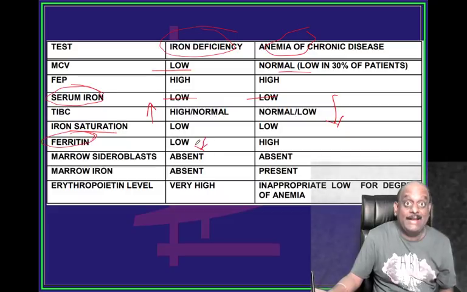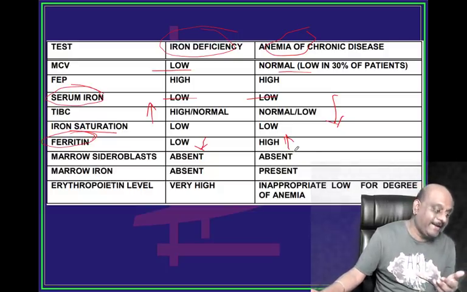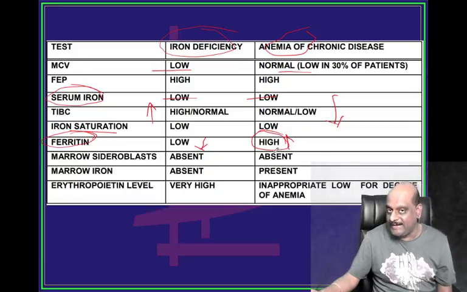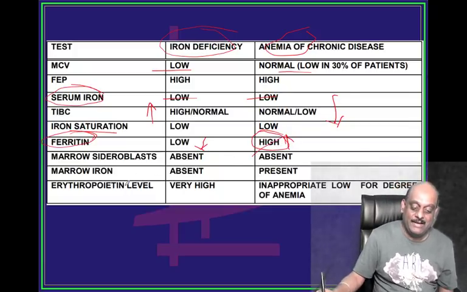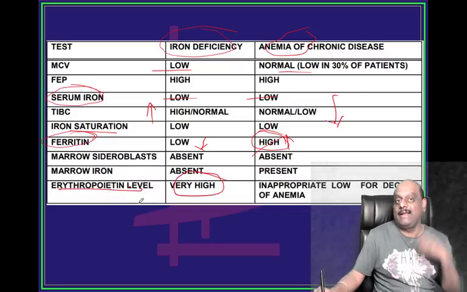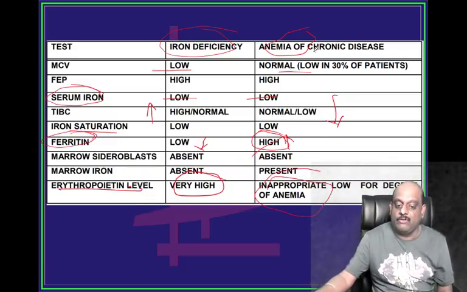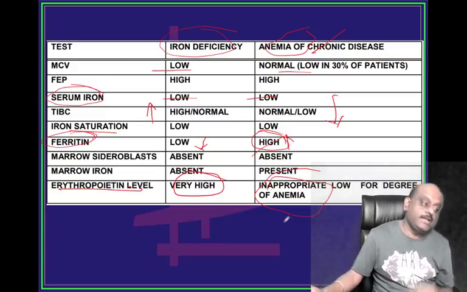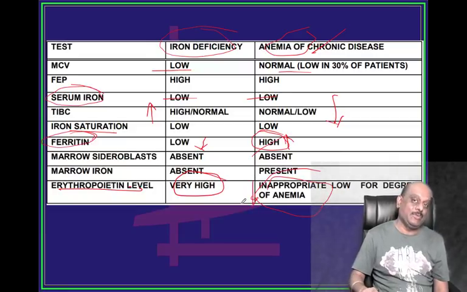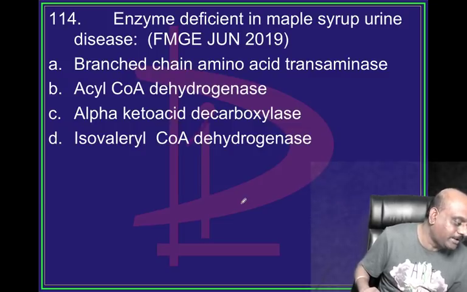Ferritin is low only in iron deficiency; in anemia of chronic disease it is high. Chronic disease is a chronic inflammatory state, and ferritin is an acute phase reactant. That's the reason it will be high. Then erythropoietin levels will be very high in iron deficiency, whereas they will be inappropriately low for the degree of anemia in anemia of chronic disease. Why? Chronic disease means inflammation. Inflammatory mediators will suppress erythropoietin, so it will be inappropriately low. So these are the things you have to be very sure about, doctor.